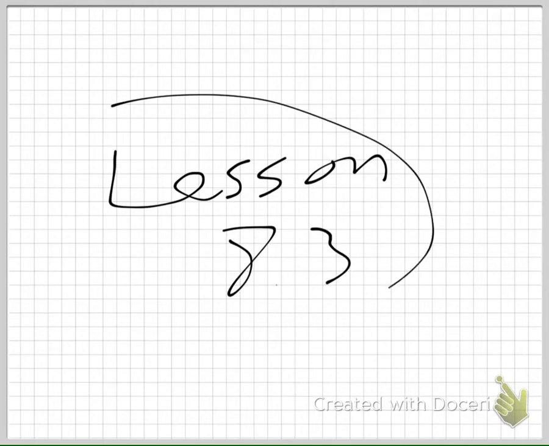All right, this is pre-algebra lesson 8.3, slope and y-intercept. Very important concept here. Again, not much math, not much arithmetic, but very important concept.